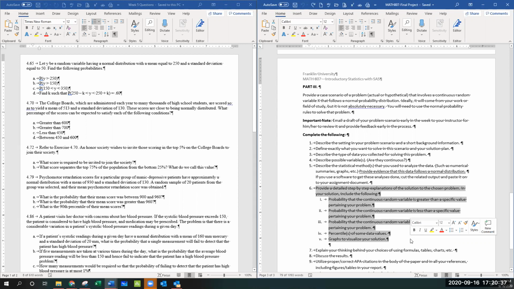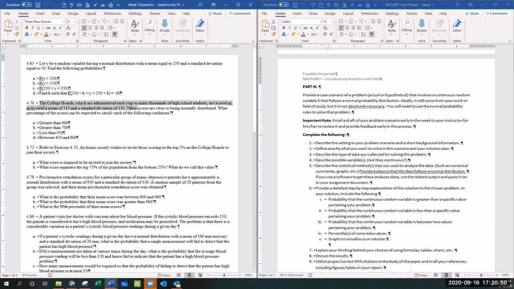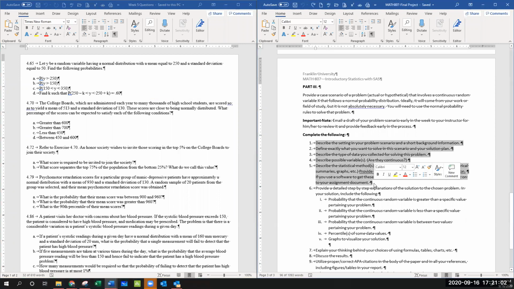So when you're making up these numbers, they're not just the numbers like in 465 where it's just 250 and 50. There's a scenario behind it, like in 470, where you have a mean and you have a standard deviation, but it's tied to some sort of scenario, and that scenario is based on your setting and all of this stuff. So it's our attempt to get you guys to start thinking in more detail about what you want to do with your dissertation.